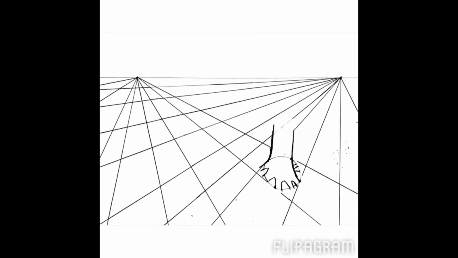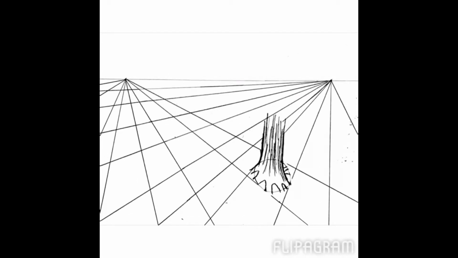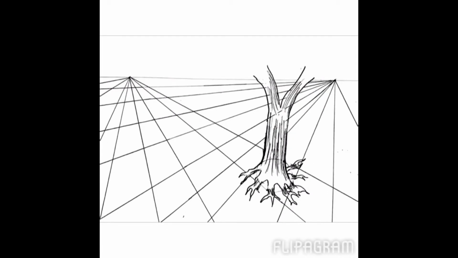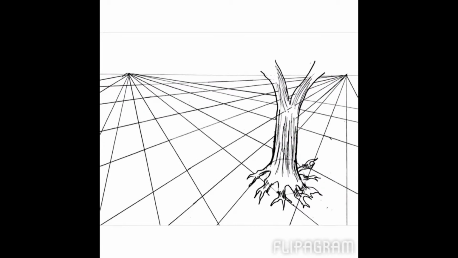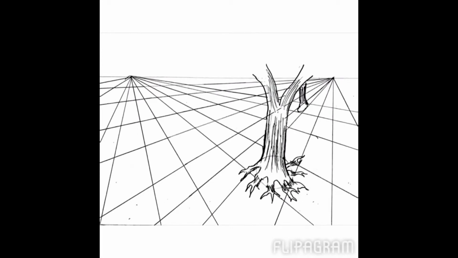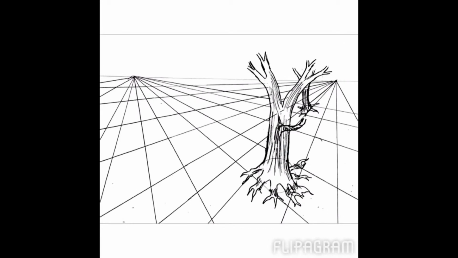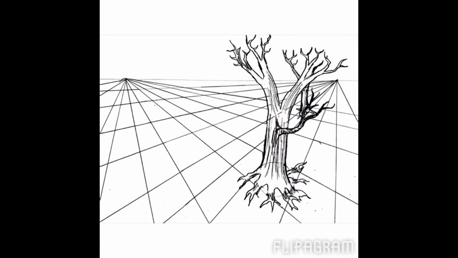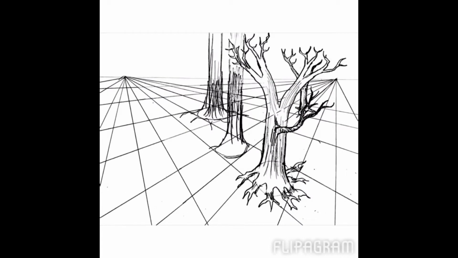As you can see, the trees that are farther away are smaller, and the trees that are nearer are larger. The trees that are farther away are closer to the vanishing point and closer to the horizon line. The trees that are nearer are closer to the bottom of the page and closer to the viewer. The horizon line and the vanishing point are your eye level. So wherever you're standing, your eyes will be even with that vanishing point.